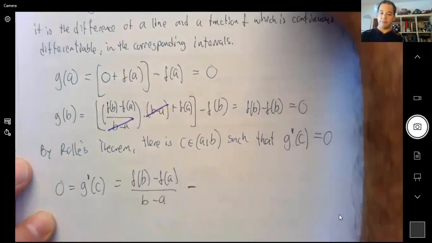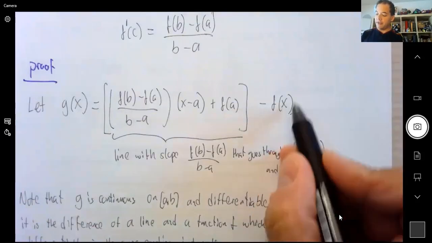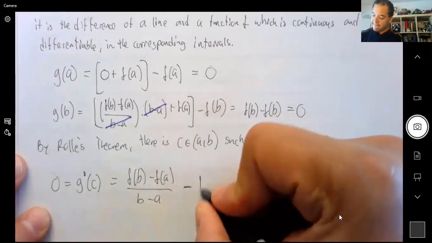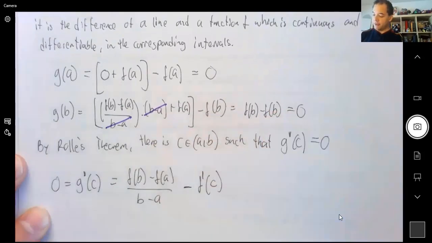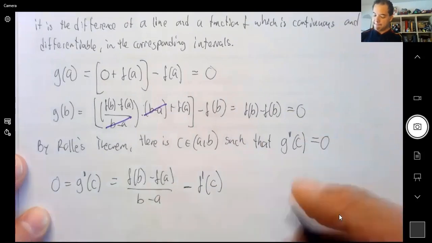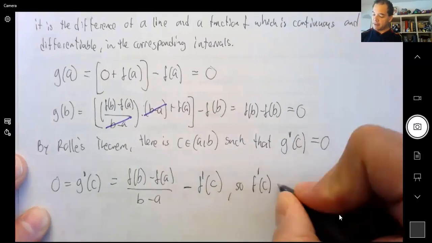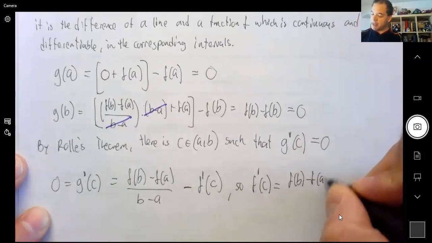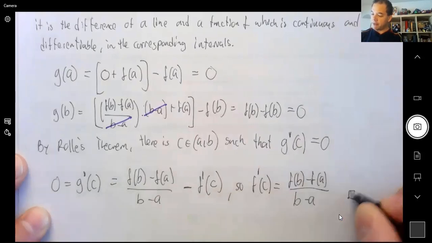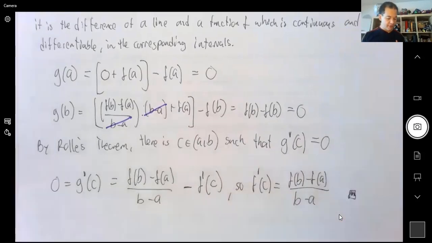minus the derivative of f, right? And we're going to plug in c. So this is true, but now I only need to solve for f prime of c. And it tells me that f prime of c is f of b minus f of a over b minus a, just like we wanted. All right, and that is it. Beautiful.